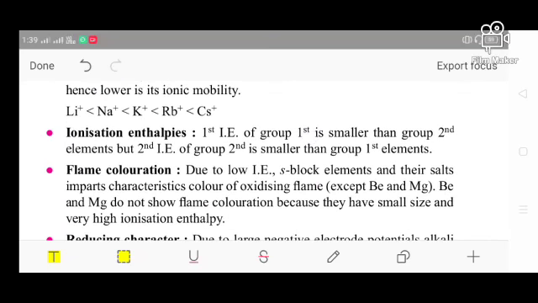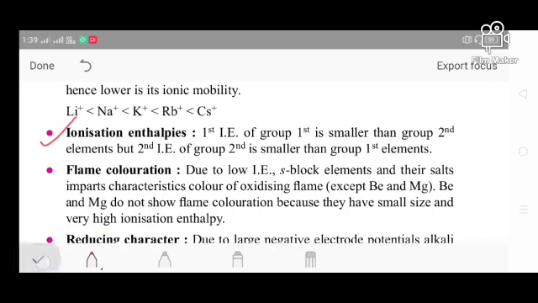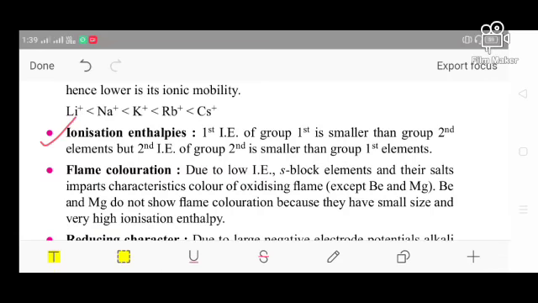Next one, the ionization enthalpy. It is very, very important for your examination. So what is ionization energy? Very important. The first ionization energy of group 1 is smaller than that of the group 2 element, and the second ionization energy of group 2 is smaller than that of group 1. So here is a complex type of sentence, you have to read it carefully and understand it.